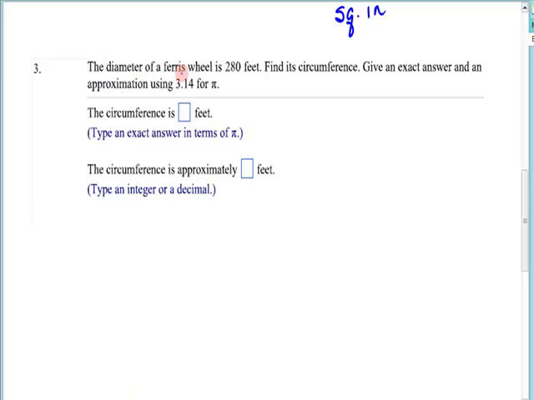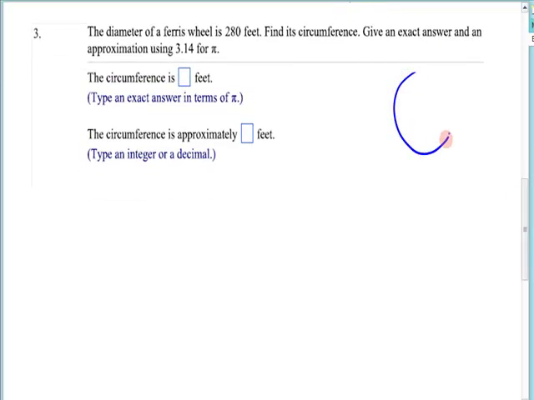The diameter of a Ferris wheel is 280 feet. Now, a Ferris wheel, as we all know, is circular. The diameter is 280 feet. Give an exact answer and an approximate answer using 3.14 for pi. All right, the first one: type an exact answer in terms of pi. Circumference is the distance around, and I have the diameter, so I'm going to use circumference is pi d. Use it in terms of pi.